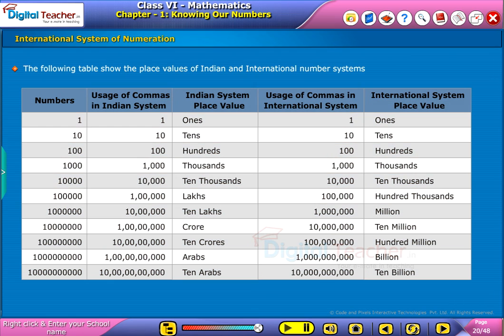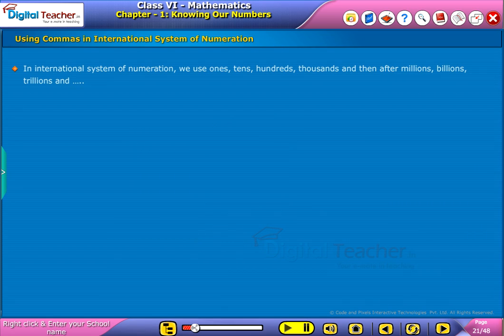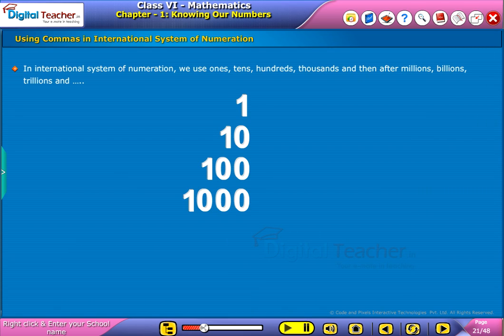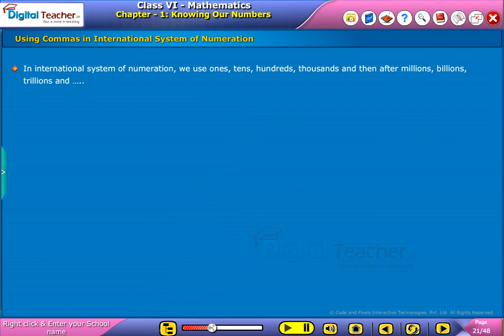The following table shows the place values of Indian and international number systems. Now, let us see the international system of numeration using commas. In the international system, we use ones, tens, hundreds, thousands, and then after that millions, billions, trillions, and so on. Here, a comma comes after every 3 digits from the right.